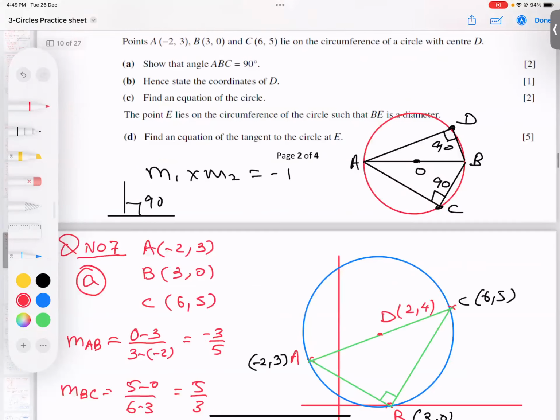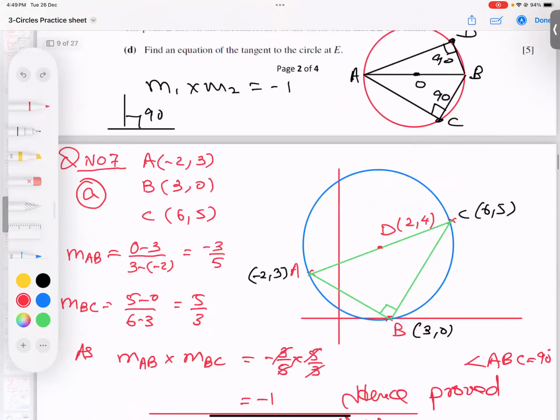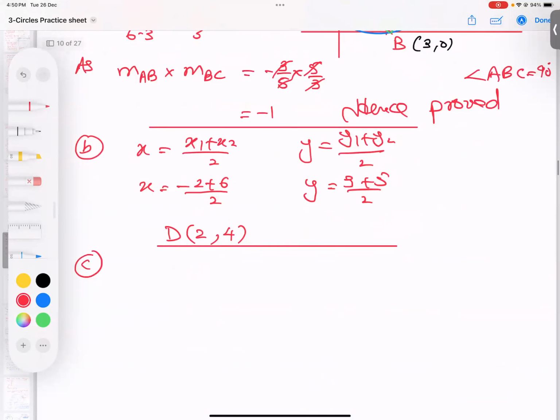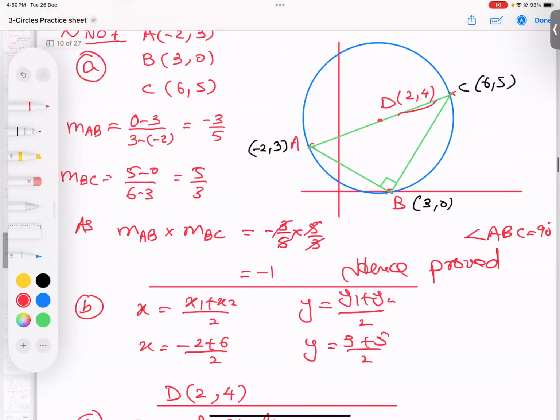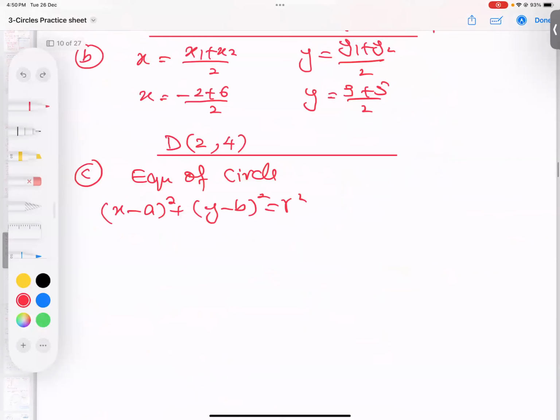Okay. What is the third part, students? Find the equation of the circle, C part. Equation of the circle, the basic formula, if you remember, in square form: x minus a whole square plus y minus b whole square equals r square. Now you can ask me, sir, what are a and b? A and b are the center coordinate, so this 2 will come here and 4 will come here. So x minus 2 whole square and y minus 4 whole square, but the only thing left is the radius.